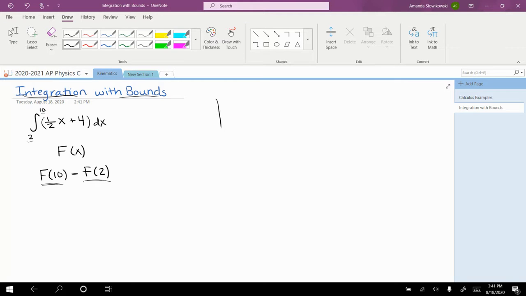All right, so if we were to graph this function, we'd have a y-intercept of 4, and at 2, we'd be at 5, right? You just substitute in 2. And at the point 10, we would be up at 9.